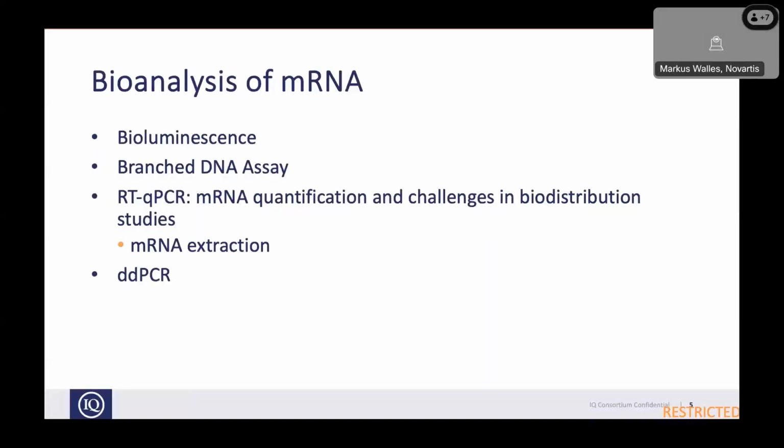So there are several methods that enable the bioanalysis of mRNA, and we will briefly examine them here. Our main focus in this webinar section is, of course, the RT-qPCR, but we will provide an overview of techniques such as bioluminescence imaging, or BLI, the branched DNA assay, and the digital droplet PCR.